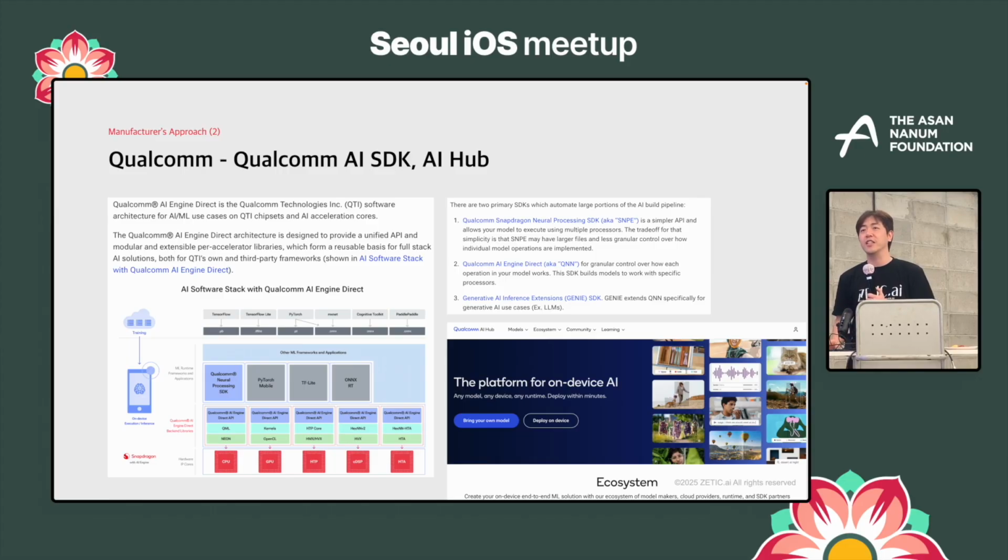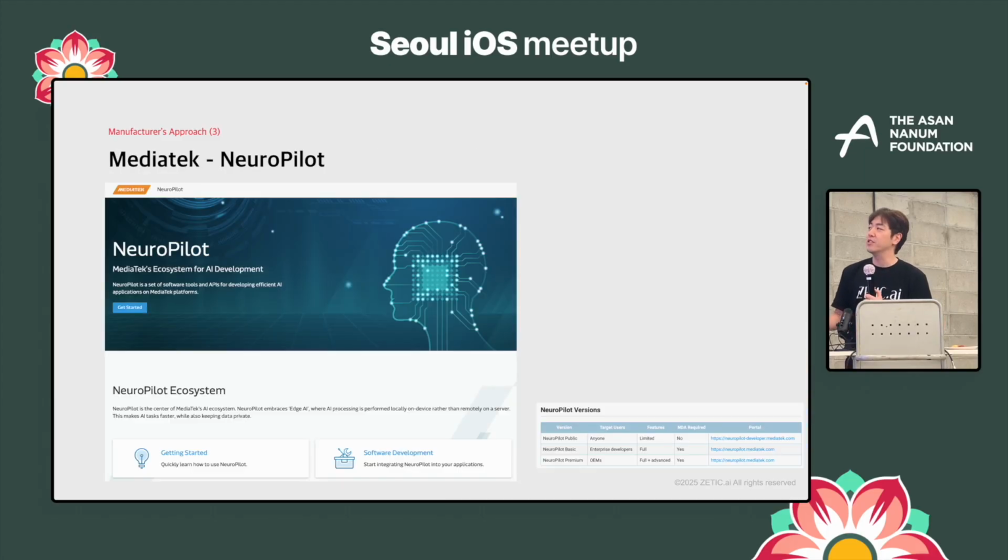I'd like to say Apple and Qualcomm are the market leaders in the mobile environment, while other followers keep growing to support AI engineers and application engineers in utilizing their hardware. This is MediaTek's approach. They named their AI SDK NeuroPilot. Even though it has its own ecosystem, with three different versions, public, basic and premium, they provide it only to customers who'd like to actively utilize MediaTek devices.